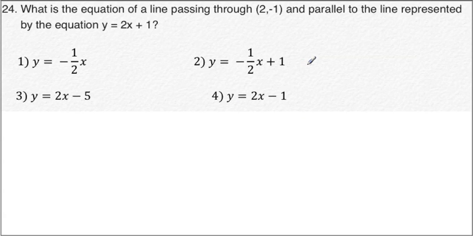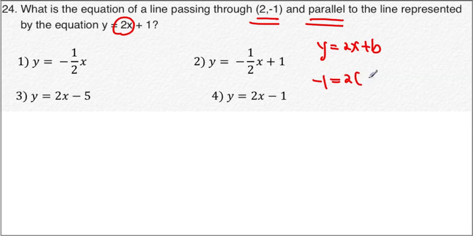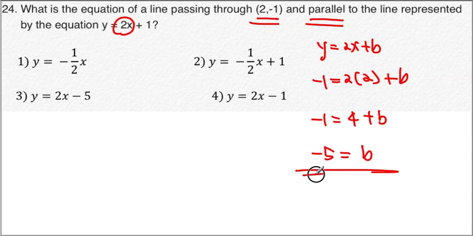Alright, number 24. Now, the fact that the line has to be parallel, that means it has to contain 2 as its slope, and passes through 2 comma negative 1. That means y equals 2x plus b. From here, let us plug in 2 and negative 1. Negative 1 equals 2 times 2 plus b. Negative 1 equals 4 plus b. By subtracting 4 from each side, b must be equal to negative 5. So our answer must be choice 3.